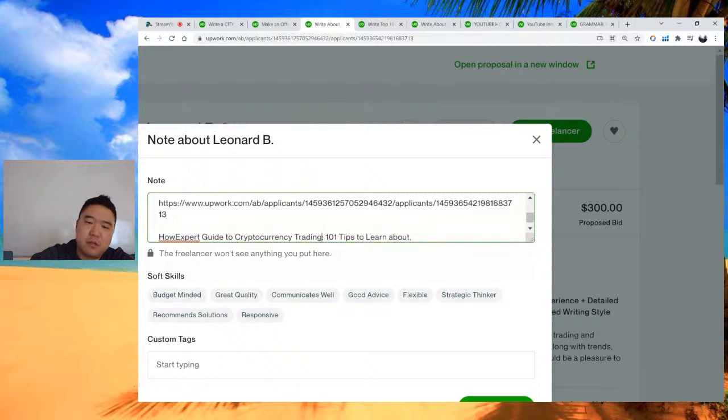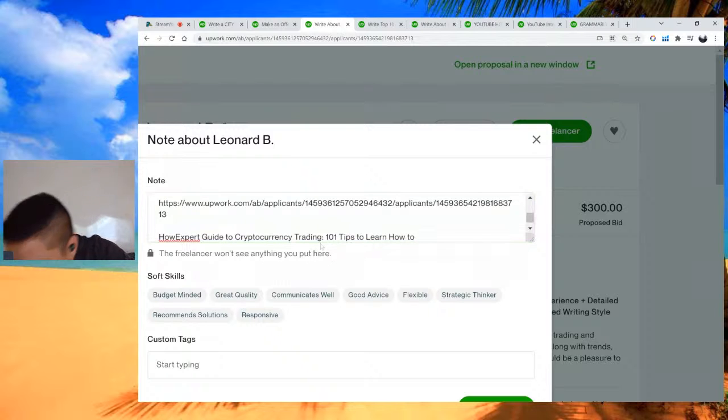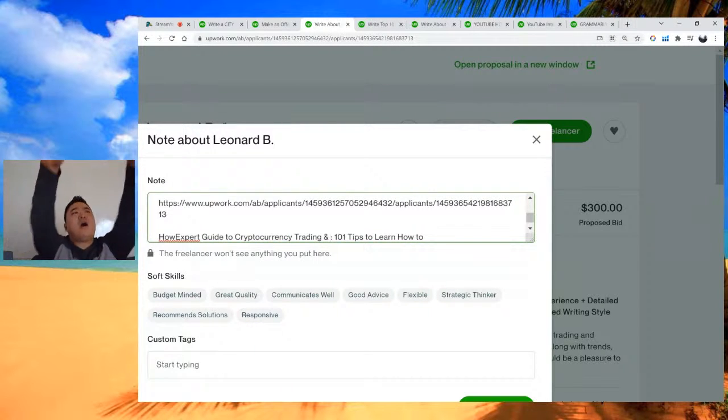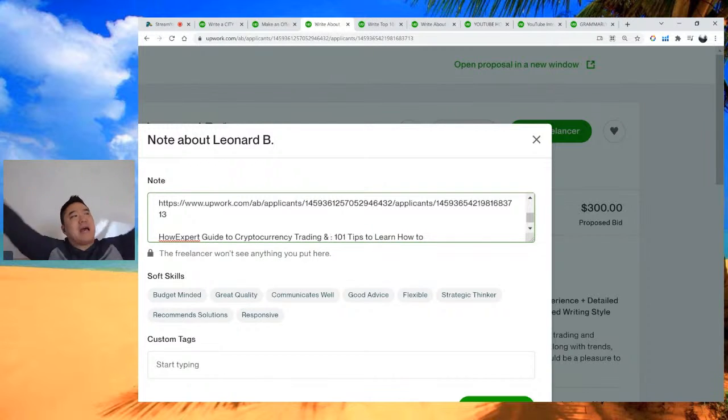101 tips to learn how to. You know what I'm going to tell them to do? I'm going to have to tell them to do investing. If you're going to talk about crypto and you're not talking about long term, no. If we're going to do a book on crypto, we might as well talk about how to invest in crypto for the long run, for the 99.9% of average Joes who would rather keep money safe for the long run, right?